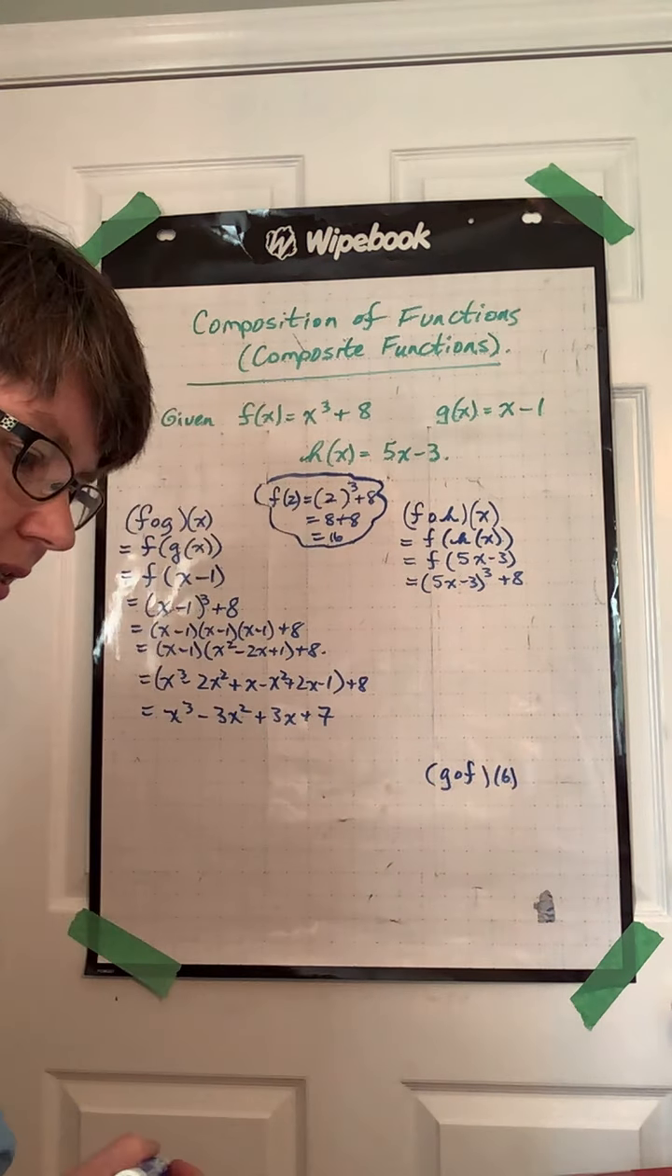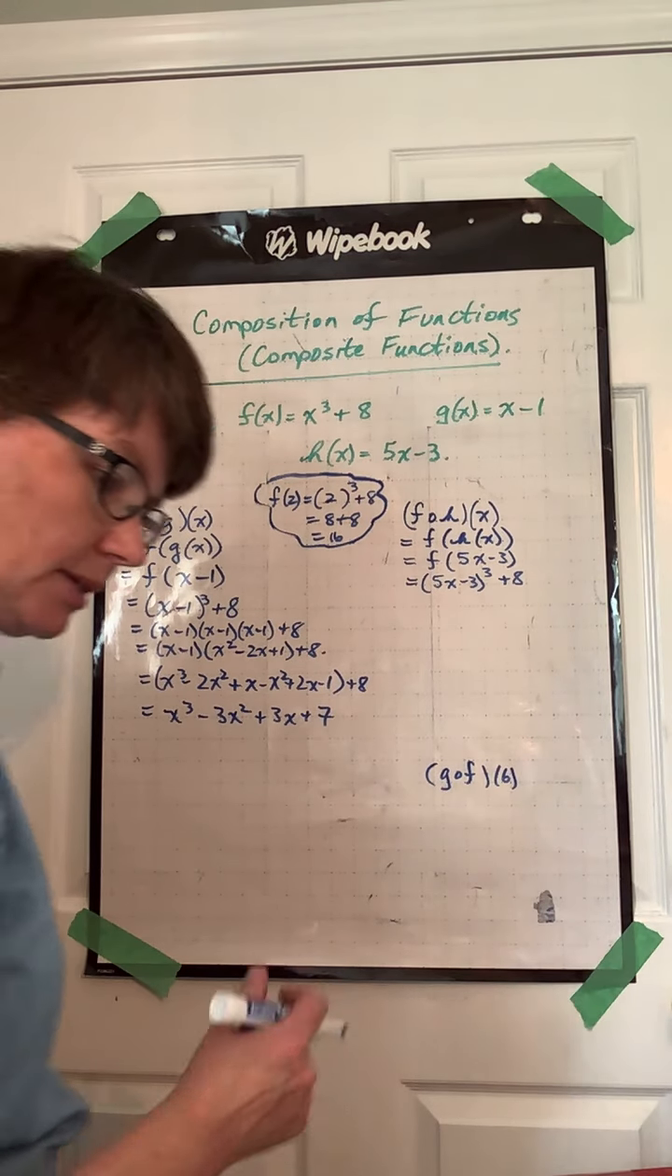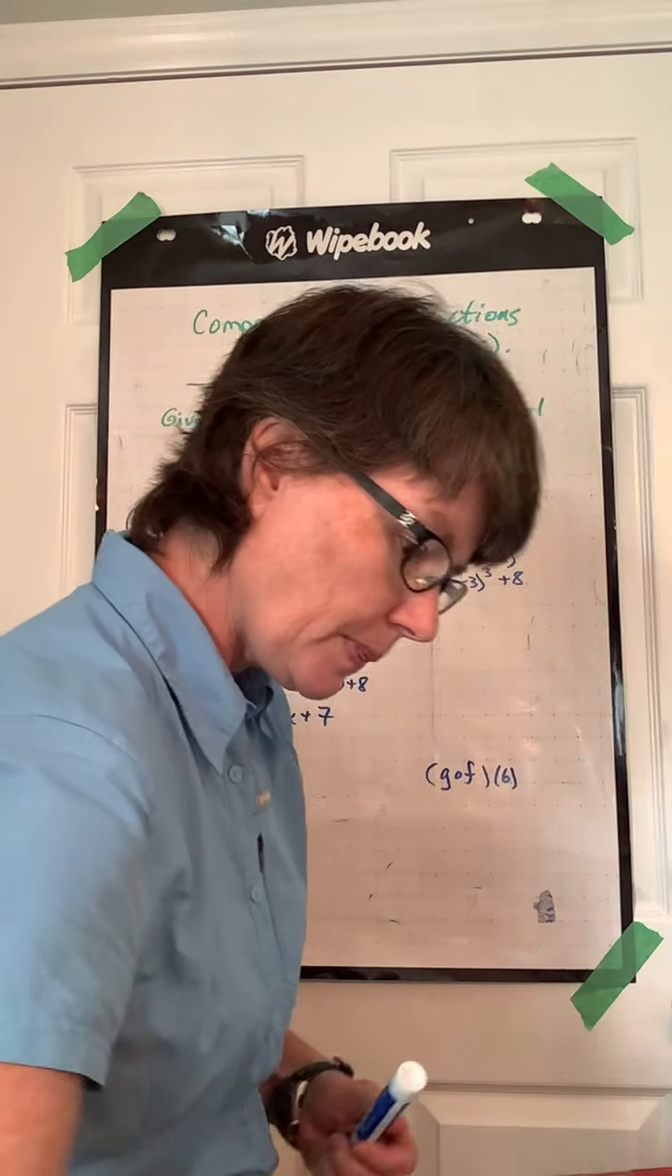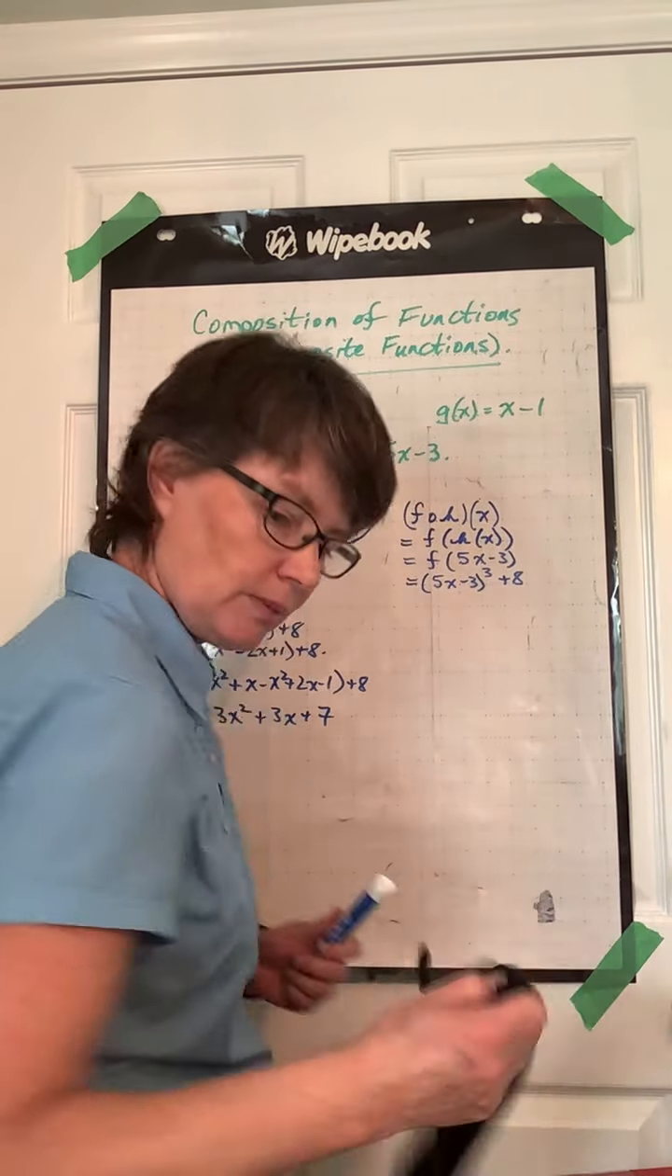G of f of 6. I believe that was. Let me see what I want to do here. With h of f of negative 6. I'll come back to that in a moment.